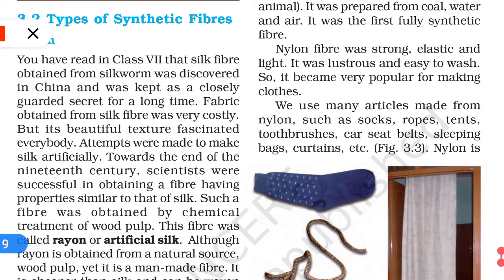So one thing is clear, that synthetic fibers are not obtained from any plant or animal, but they are produced chemically. By the help of some chemical reactions, they are produced chemically in factories. That's why they are called man-made fibers or artificial fibers. So the first type of artificial or synthetic fiber is rayon. So we are going to discuss rayon.